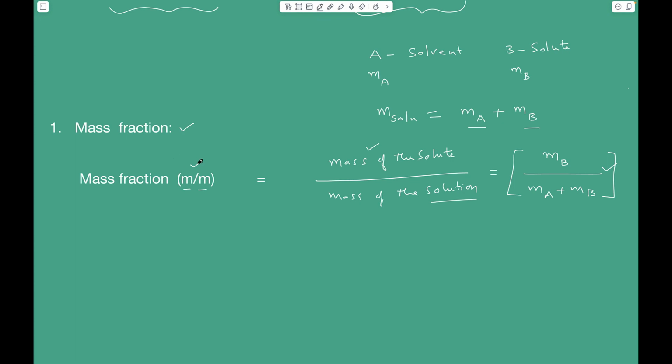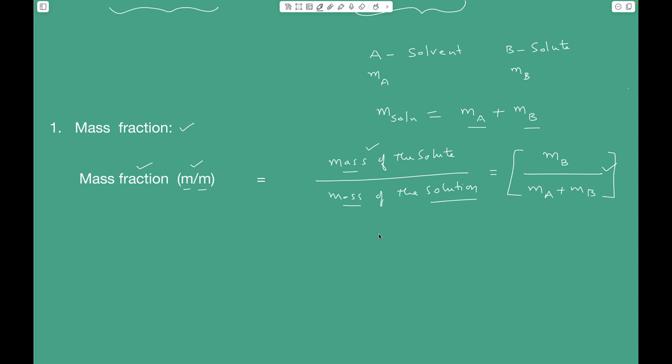Now let us try to understand the meaning of mass fraction. Remember, this is the ratio between two masses. So when you determine mass fraction, you have to express these masses in the same units. If the numerator is in kilograms, the denominator must also be in kilograms. If the numerator is in milligrams, the denominator must also be in milligrams, and so on. You cannot put their values in different units.